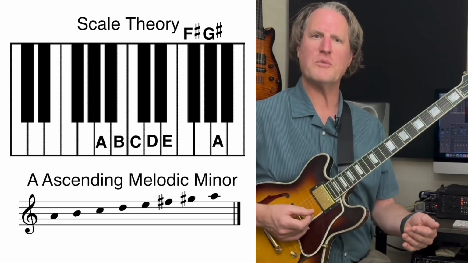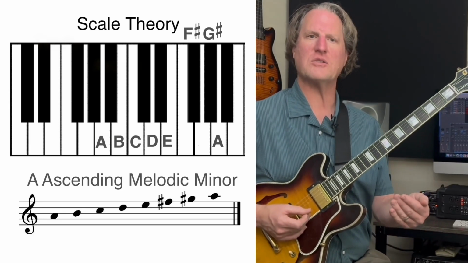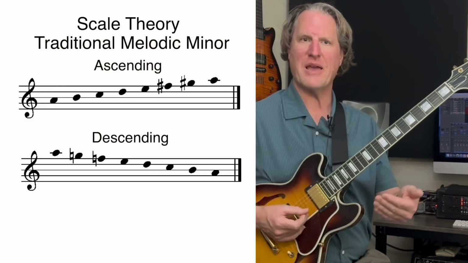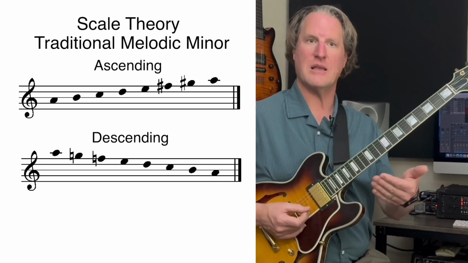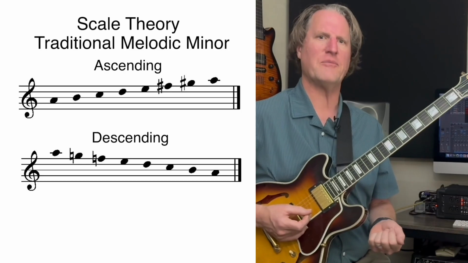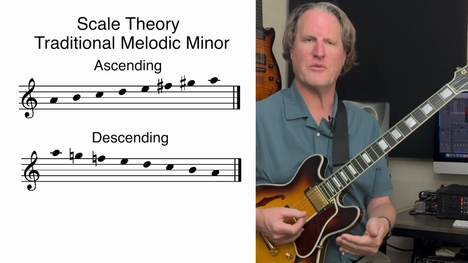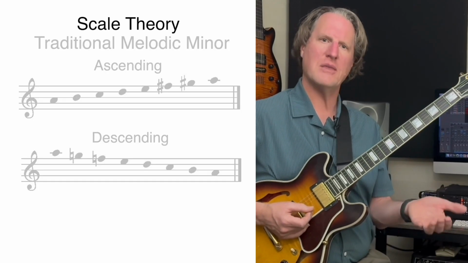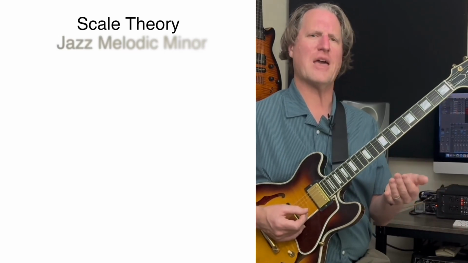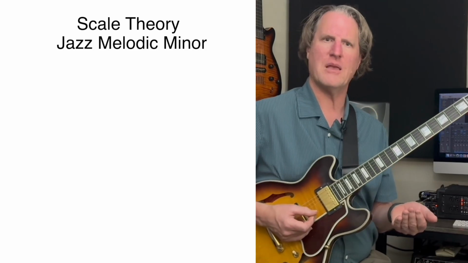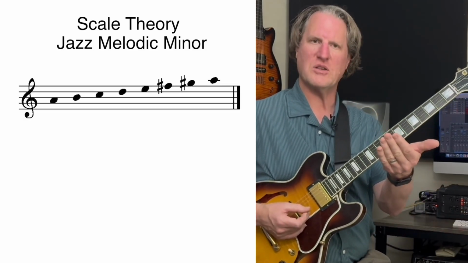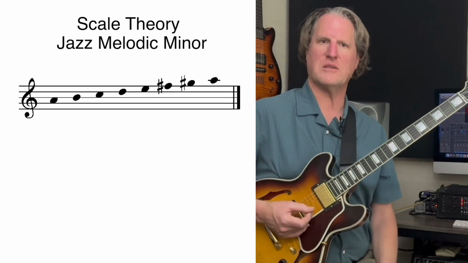Now, in traditional music theory, the melodic minor scale also has a descending version where we remove the G sharp and the F sharp, bring them back to G natural and F natural, basically return it to the natural minor scale, and use that for the descending version. The scale we're talking about today and applying to the guitar is often referred to as jazz melodic minor. We only use the ascending version, and we also use those notes as the descending version of the scale.